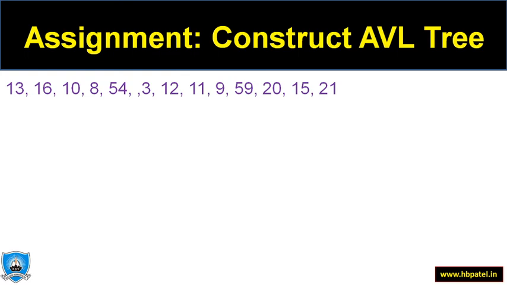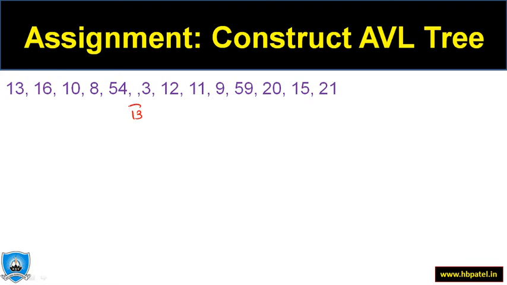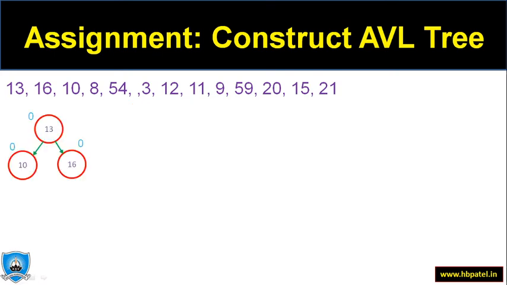Now let us try to construct an AVL tree for some numbers. So we are given some numbers, so let us try to do one by one. For the first ones, 13, 16 and 10, we don't have any problem because 13 will be root, 16 will go on the right hand side and 10 will go on the left hand side, because the left side must be less than the vertex and that must be less than the right side. So 10 is less than 13 is less than 16. So first is this one. Alright, so this is fine.